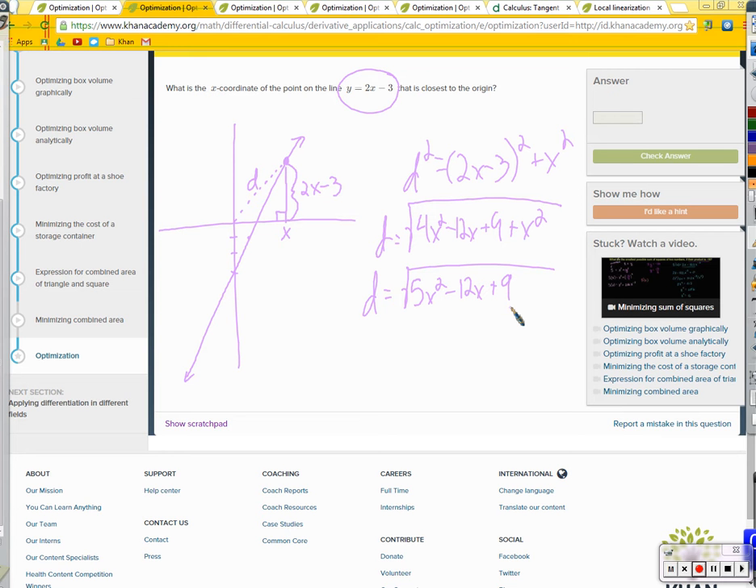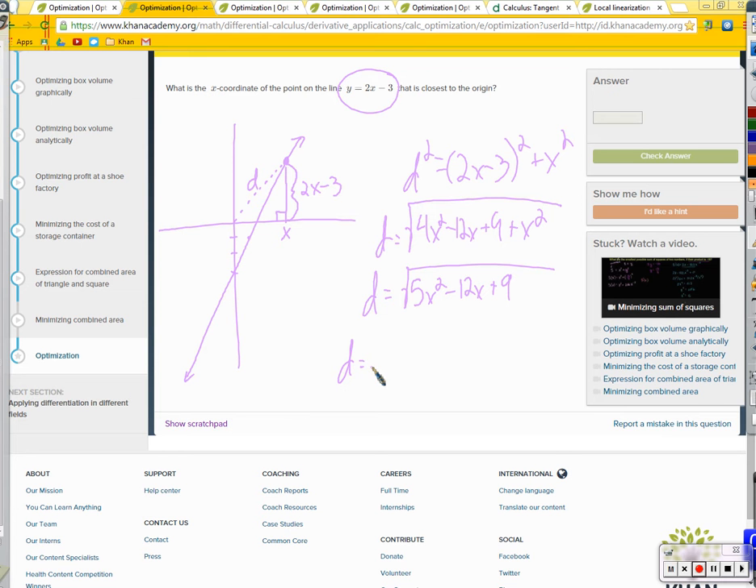Okay. Great. Now I have this function that tells me the distance from the origin to any point given any x. I plug in 2, that's going to be 4, that's going to be 20 minus 24, we're at negative 4 plus 9, that's positive 5, so the square root of 5, that's how far that point is from the origin if x is 2. But what am I going to do with this function? Find the minimum. The minimum, yeah. The smallest distance. It's finding the derivative.